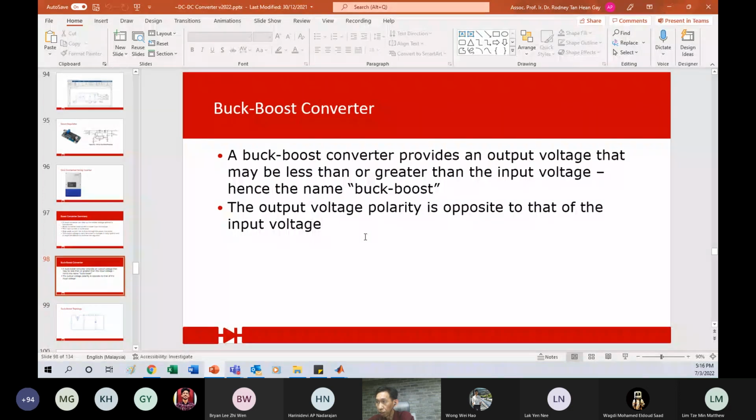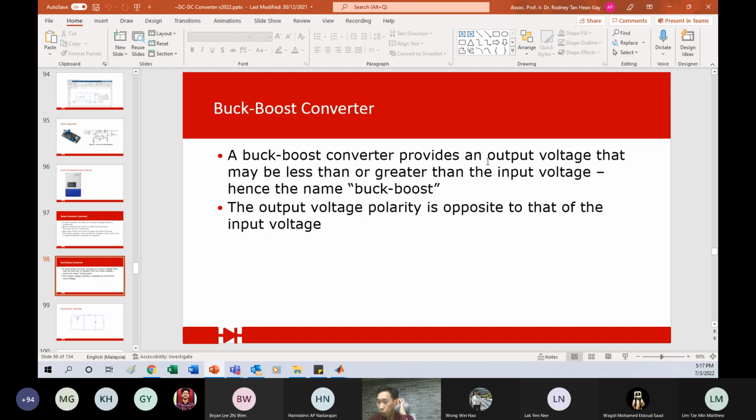Okay, so now we're done with the boost already. Buck is step down, boost is step up. The next one is called the buck-boost converter. The buck and boost are joined together as a single word. As the word says, this converter can step down and also step up, so you can do two things. It provides voltage that can be lesser or greater.